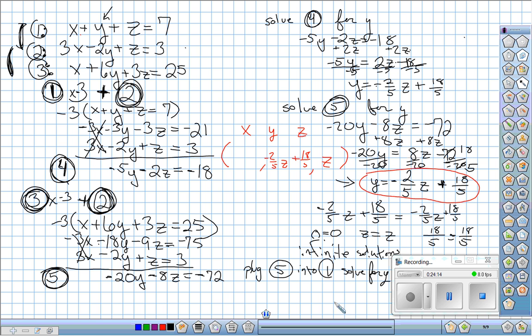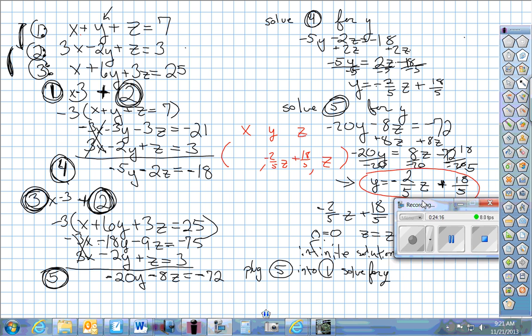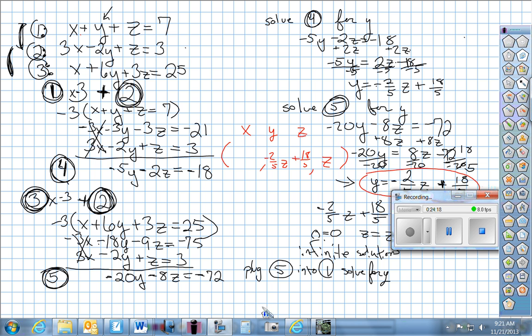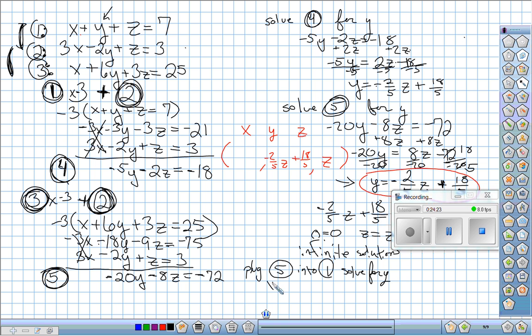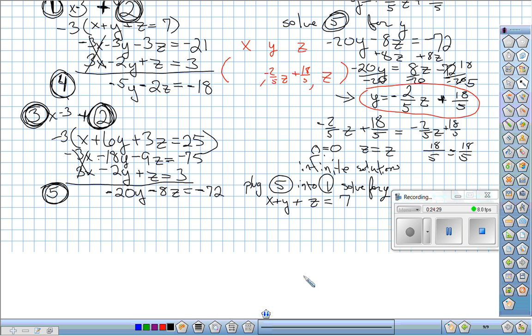Again, I like my color coding a whole lot more, but I'm just showing you some different ways to organize your stuff. So my x, y, z, x plus y plus z equals 7. I'm just rewriting it so that I can scroll down. So now instead of y, I'm going to plug in negative 2/5 z plus 18 over 5. So I have x plus negative 2/5 z plus 18 over 5 plus z equals 7.